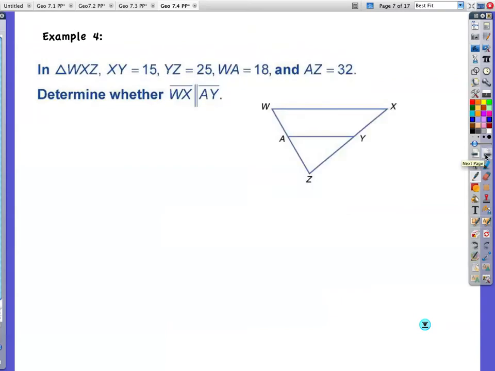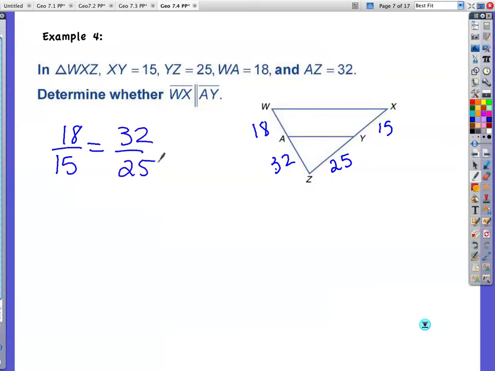All right, example 4. Triangle WXZ, XY is 15, YZ is 25, WA is 18, and AZ is 32. Now I need to prove if they're proportional. There's lots of ways to do this. 18 to 15 is the same as 32 to 25. So that's one way. If you looked at this and thought, hey, I'm going to compare 18 to 32 and then over here compare 15 to 25, that's okay as well.